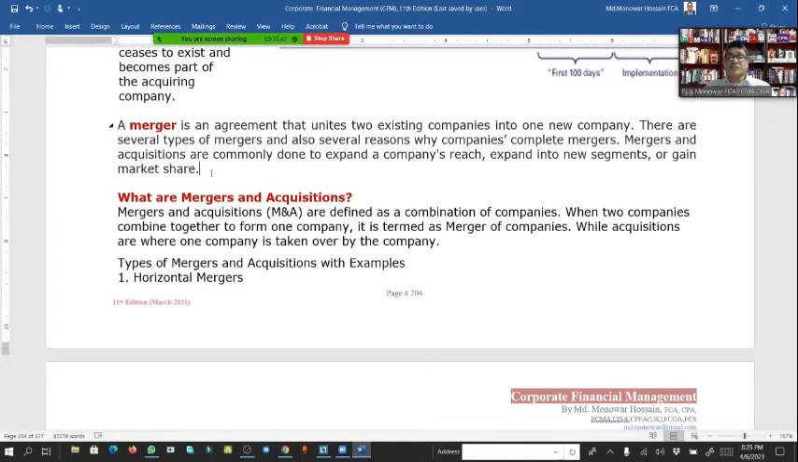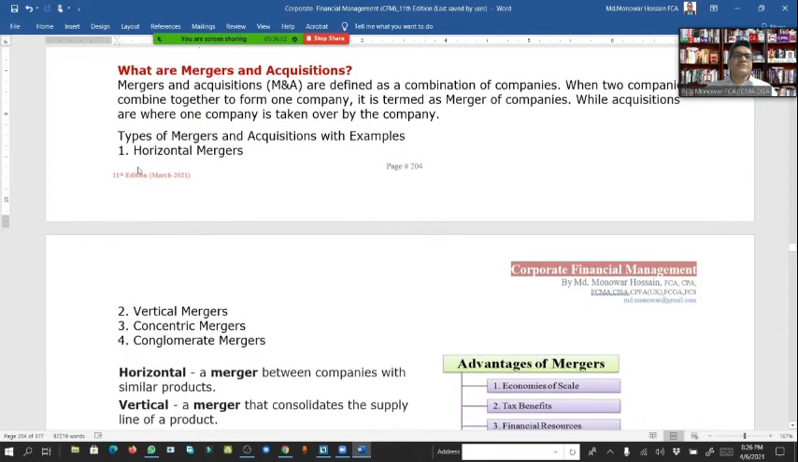If we want to survive within the industry, we have to take different types of strategy. So merger is also a strategy for gaining market share. And what are merger and acquisition? We know it. There are different types of merger.